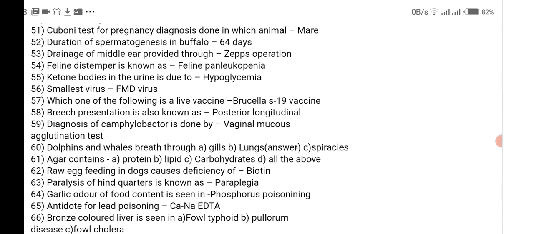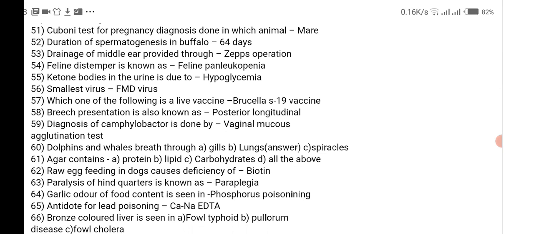Which of the following is a live vaccine? Brucella S19 vaccine. Approximately all anti-Brucella vaccines are live vaccines. Breech presentation is also known as posterior longitudinal presentation. Diagnosis of Campylobacter fetus is done by vaginal mucus agglutination test.